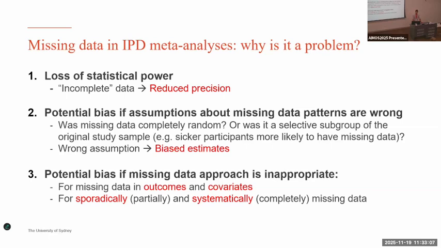And thirdly, potential bias may also occur when the missing data approach is inappropriate, regardless about the pattern of missing data. So ideally, the missing data approach should be able to handle missing data in outcomes such as mortality or morbidity, and covariate data such as age, sex, and other baseline characteristics that are used to define our subgroup populations. And the missing data approach should also be able to handle sporadically and systematically missing data, or in other words, when data is partially or completely missing within a trial.